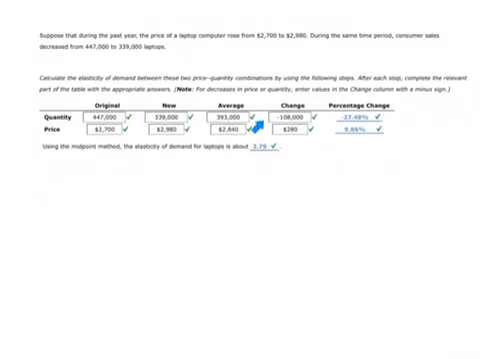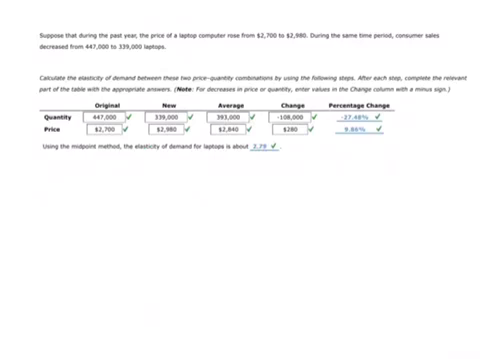The change is just how much the quantity changed when the price went up. So 339,000 minus 447,000. So the number of units sold went down by 108,000. The price went up, that's 2,980 minus 2,700, by $280.